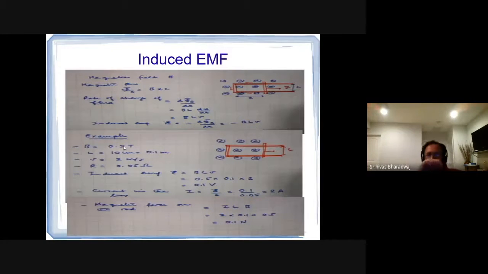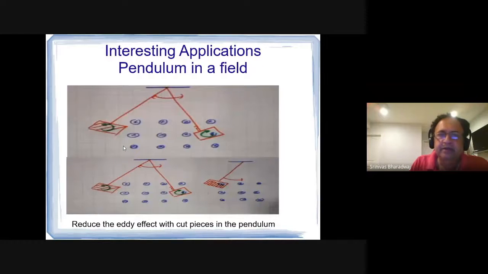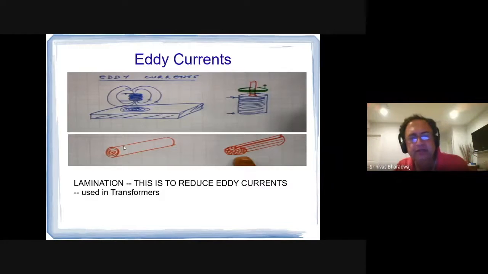So if you kept doing this and that, it will also produce a current. But you need to keep doing this and that in order to produce that current. Then we discussed eddy currents, which are currents that are induced inside a plate or a thick material, and this leads to heating up of the material, which means there is a wasteful use of energy.